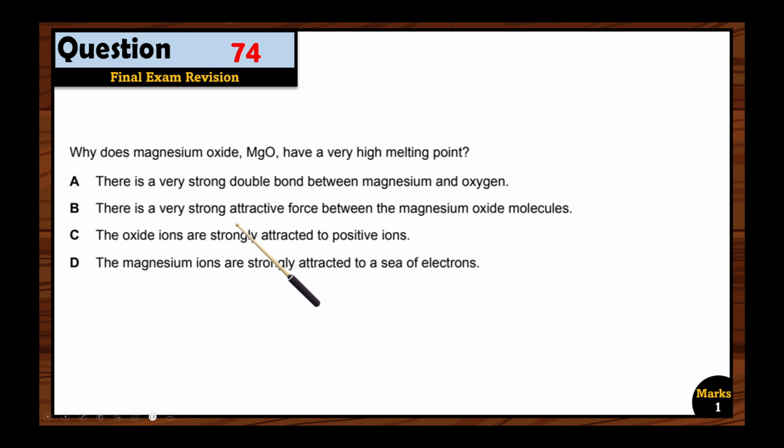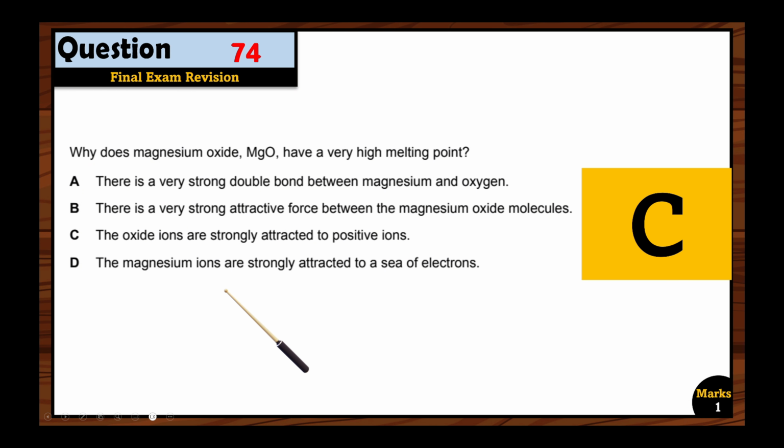Next option: there are very strong attractive forces between the magnesium oxide molecules. Can you see this word, molecules? The word molecule is never used for ionic compounds. So that's also wrong. The oxide ions are strongly attracted to the positive ions. Yes, that's right. Oxide ions are negative, right? And they are strongly attracted toward the positive ions. What are the positive ions? Of course, the magnesium ions.